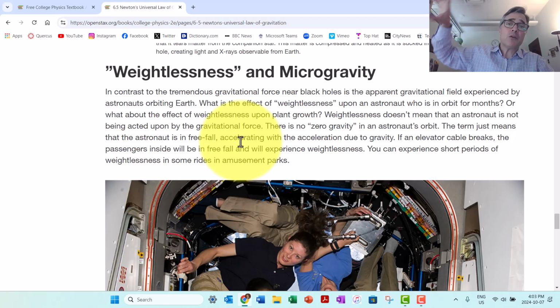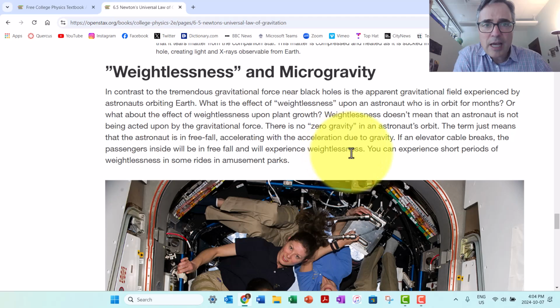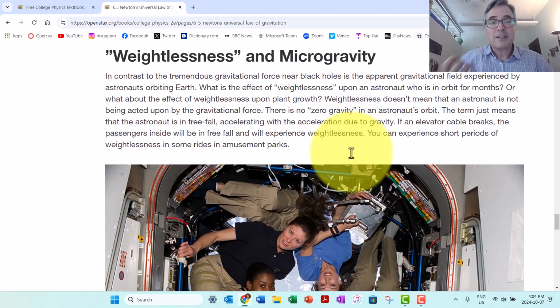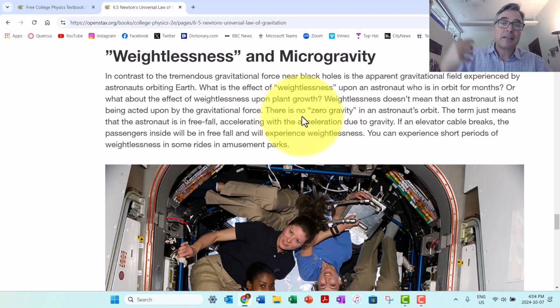Well, what's happening with astronauts is that they're in orbit around the Earth, so they're continuously accelerating towards the center of the Earth at about 9.8 meters per second squared. A little less because the force of gravity on them is a little bit less than it is on the surface. But basically, it's not the lack of gravity that causes you to be weightless. It's the lack of normal force. It's the fact that they're in free fall.